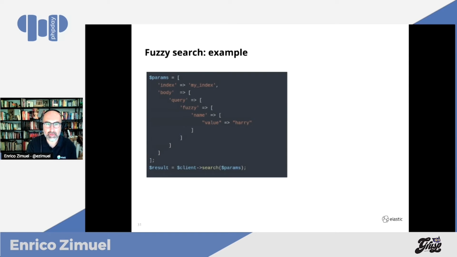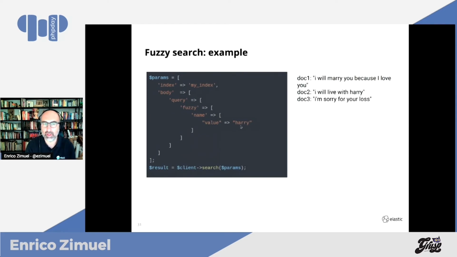Just to give you an example of how to perform this, it's always a search, as you can see, everything is performed inside the query. You have to specify the fuzzy key, and the field name that you want to apply the fuzzy search to, and the value. In this case, the value is the string Harry.